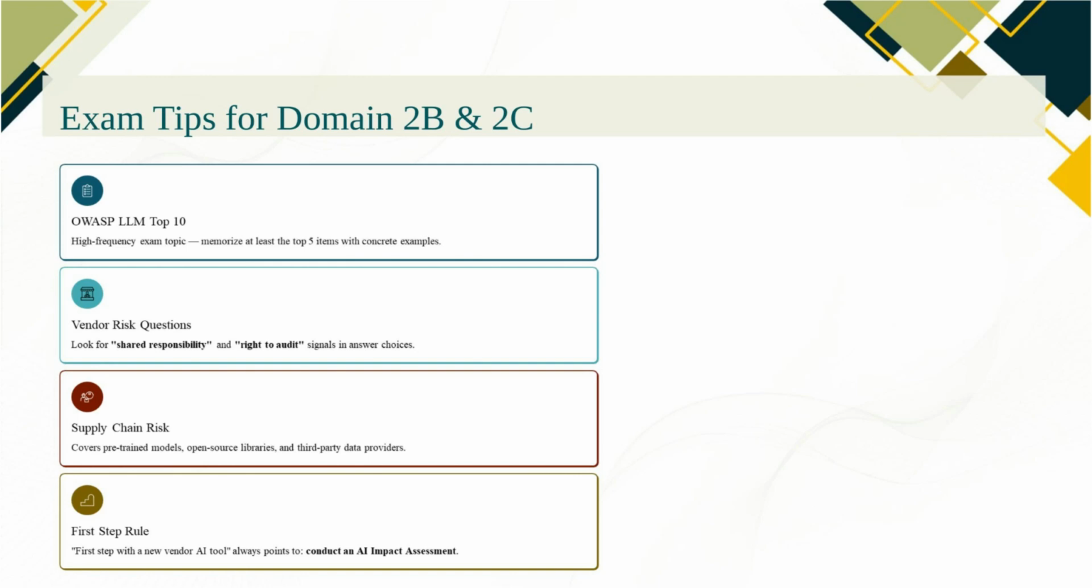And if a scenario asks, what is the first step when evaluating a new vendor AI tool? The answer is conduct an AI impact assessment. Not sign the contract, not deploy a pilot, assess the risk first. That's the ISACA sequence, and it applies equally to vendor AI as to internally built AI.